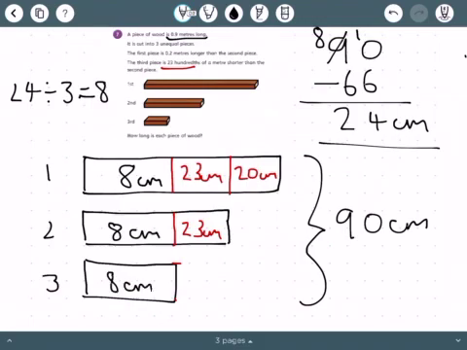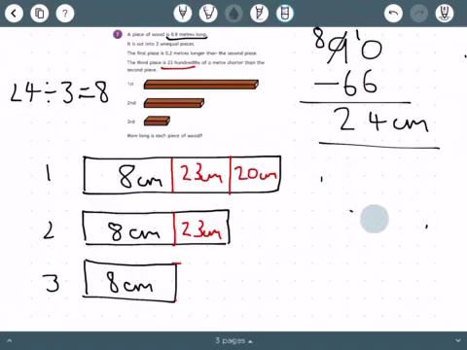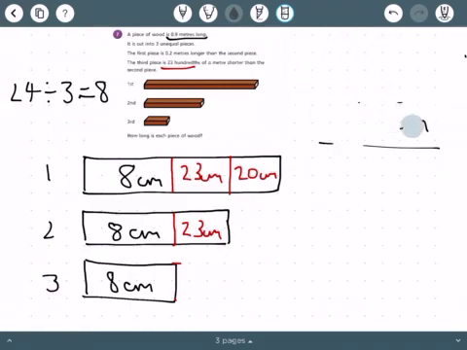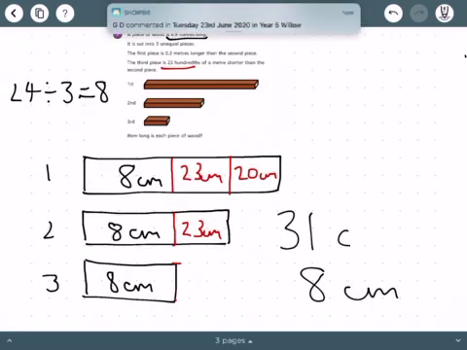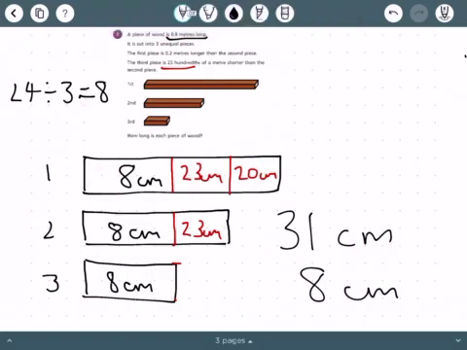And then I can go back and have a look to see what each section is going to be worth. So if I add them up, piece 3, I know, is 8 centimetres. I know then that piece 2 is 23 centimetres more, so that is going to be 31 centimetres. And I know that piece 1 is going to be 20 centimetres more, so that is going to be 51 centimetres.